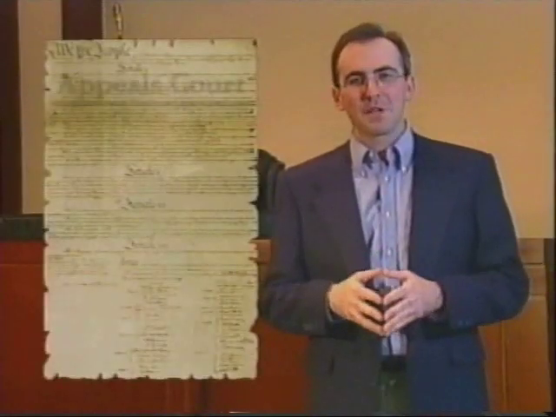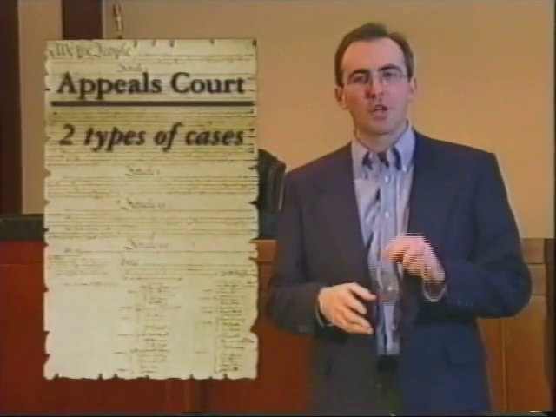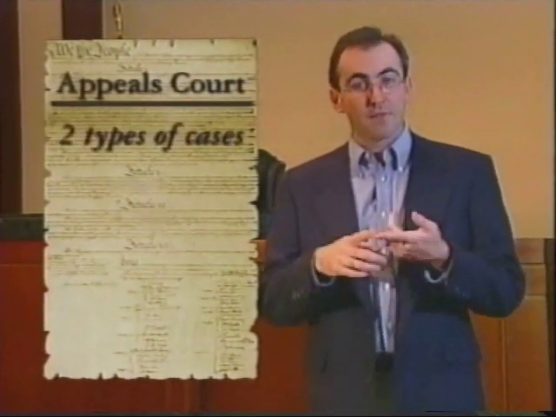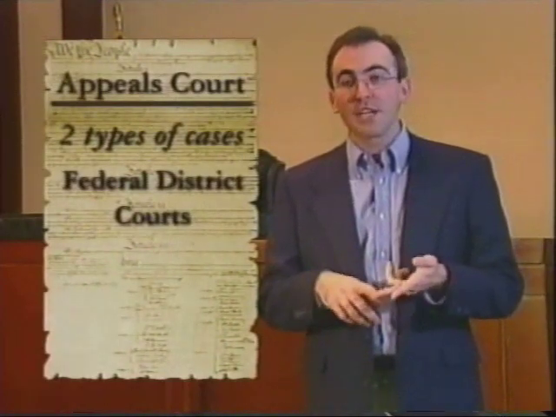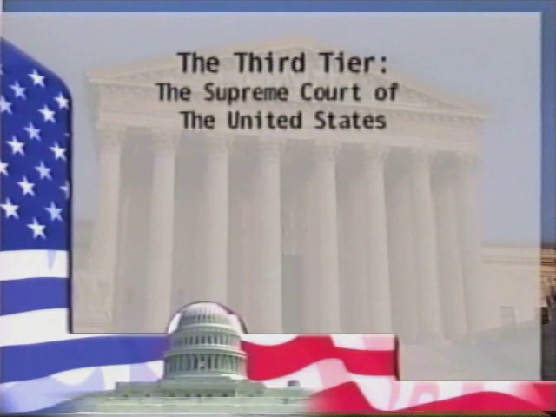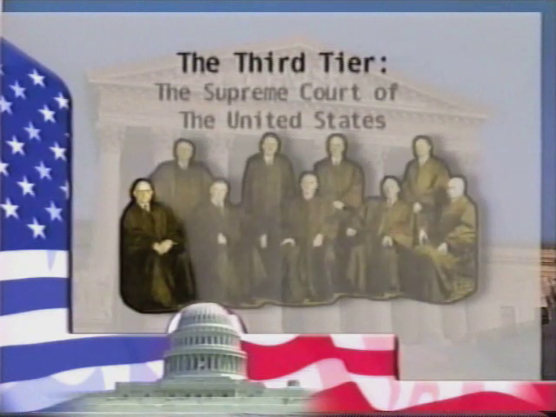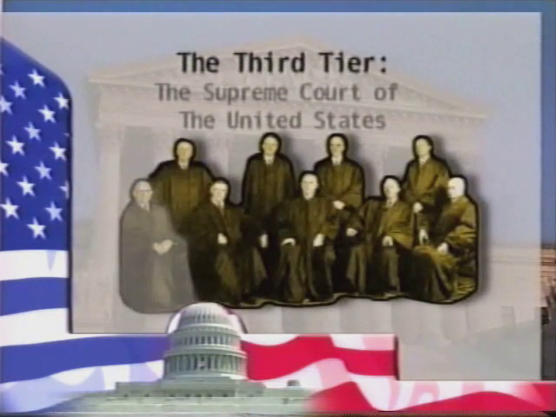So, getting to the appeals court is like getting another chance in the bull ring. There are 2 types of cases heard at this level: those involving cases from federal district court and those involving issues in federal administrative agencies. But what happens if after you've made it to the appeals court, you're still not happy with the decision? You can try your best to take your case to the 3rd tier, the Supreme Court of the United States. The Supreme Court of the United States includes 9 members, 1 Chief Justice, and 8 Associate Justices.